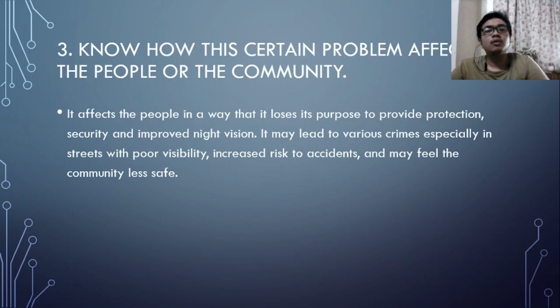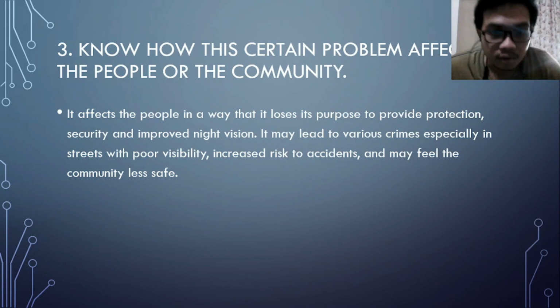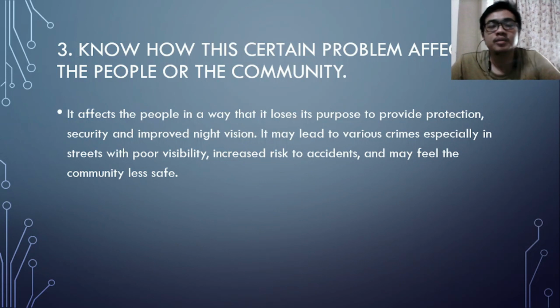Number 3, know how this certain problem affects the people or the community. It affects the people in a way that it loses its purpose to provide protection, security, and improved night vision. It may lead to various crimes, especially in streets with poor visibility, and increased risk of accidents, making the community and the people around it less safe due to lack of night vision.